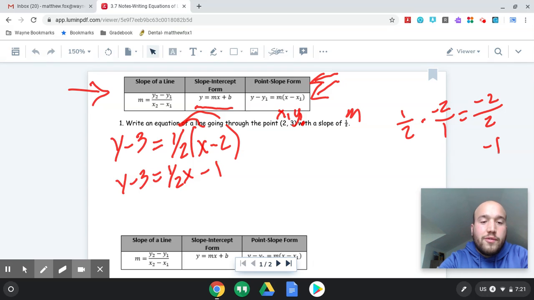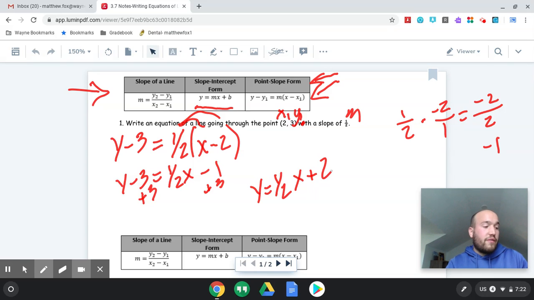From here we have one move left. We got to add 3 to both sides, add 3, and we're left with y equals 1/2 x plus 2. That would be our final answer for that one. And once again, this is what we did yesterday. So if you're having trouble with that, you can look at yesterday's video for some more review problems.